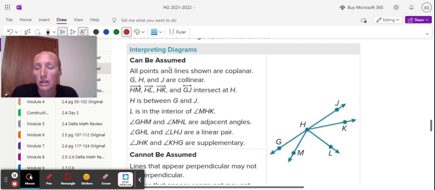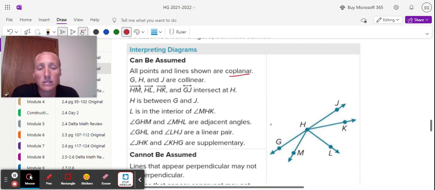So when I draw something and you look at what I've drawn, these are the things that you can assume by what I've drawn. So all points and lines shown are coplanar. In this case, all of these points are coplanar. If I do not draw a physical plane on the paper to show that there is a point not on that plane, then everything is considered to be coplanar. So you can make that assumption.